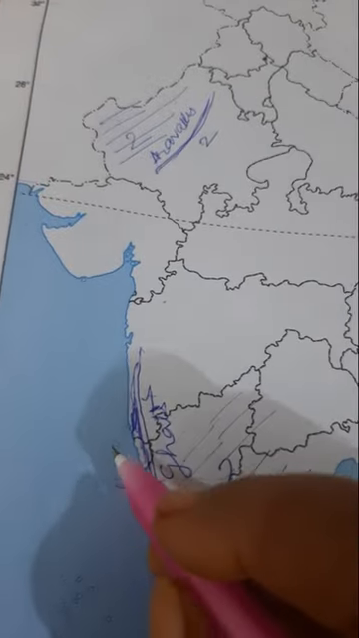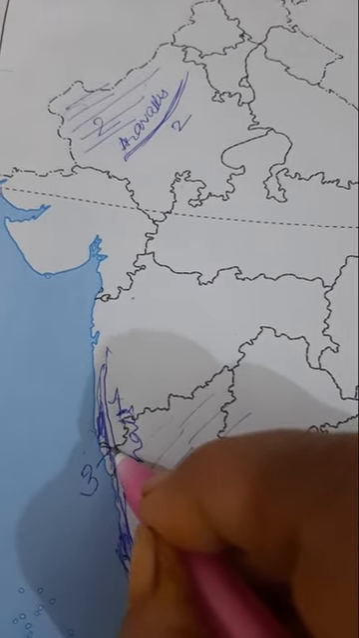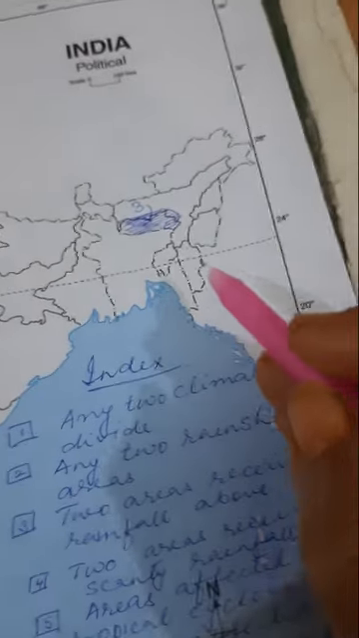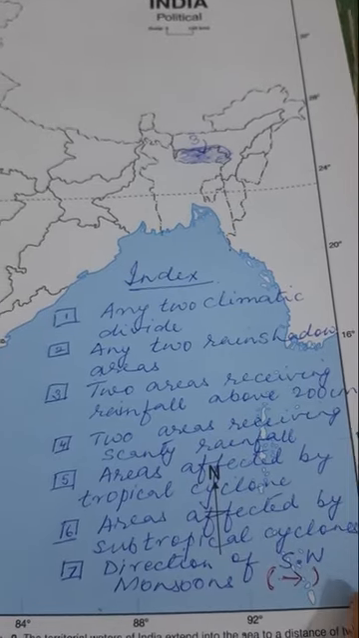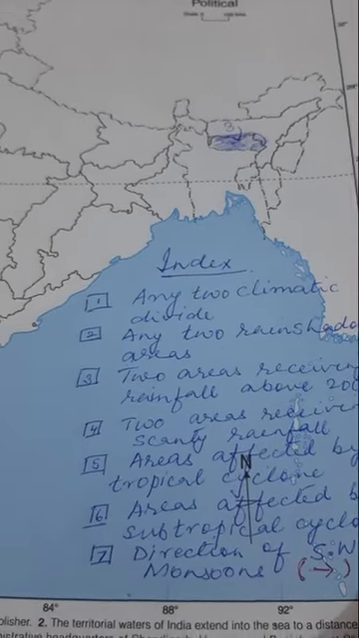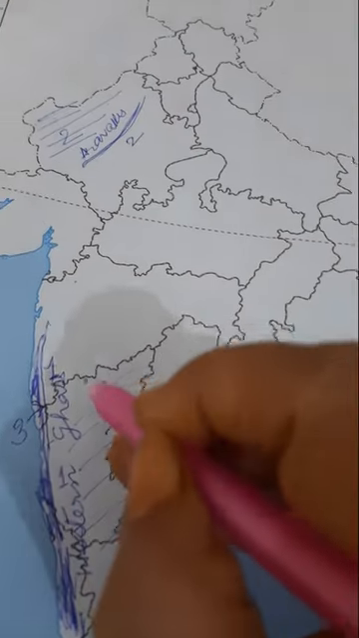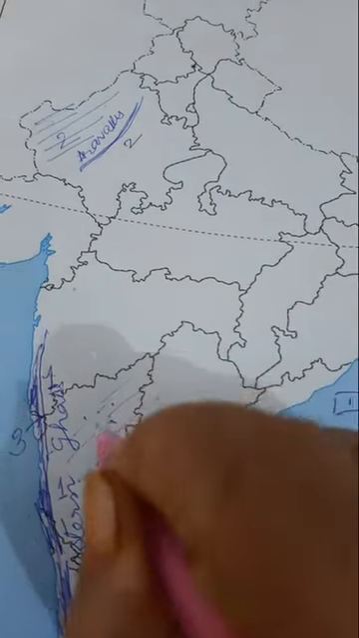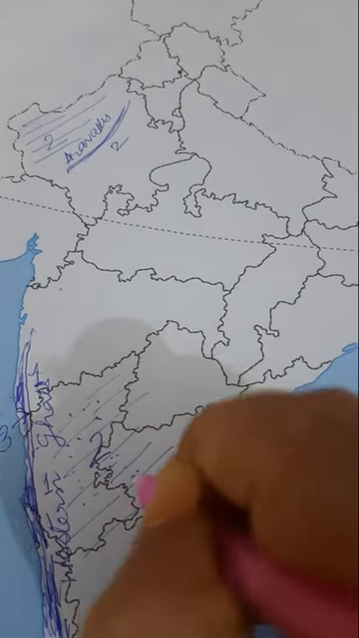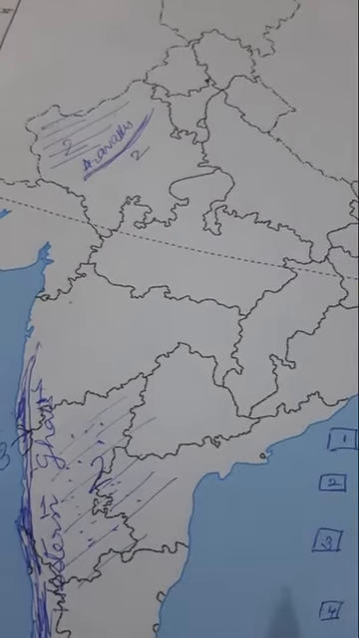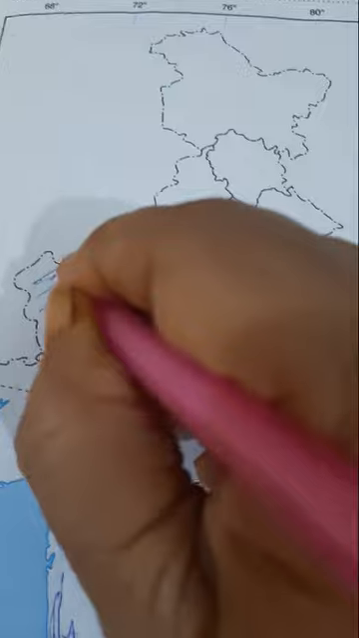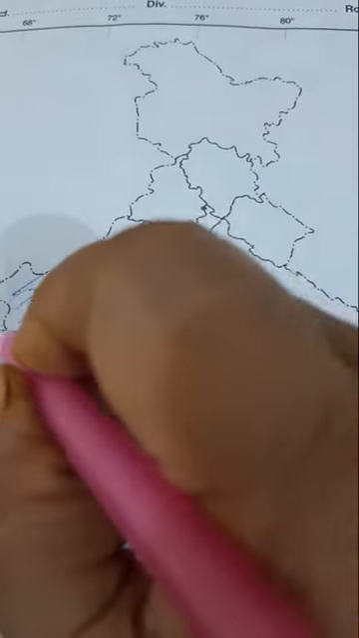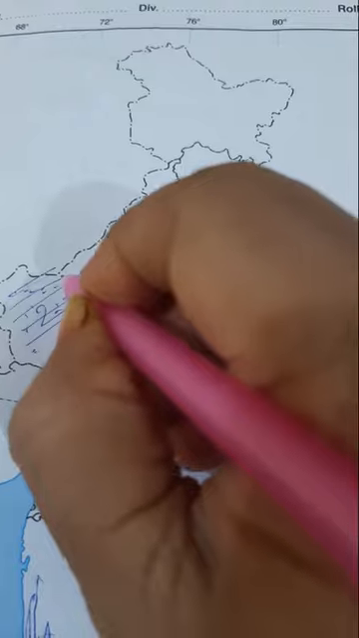Here we are having 2 zones. One is this one and the other one is in the northeastern part. Then 2 areas receiving scanty rainfall. So here children, you can easily also overlap this one. You can put dots and you can write number 4. Similarly for this also, you can put dots and write number 4.